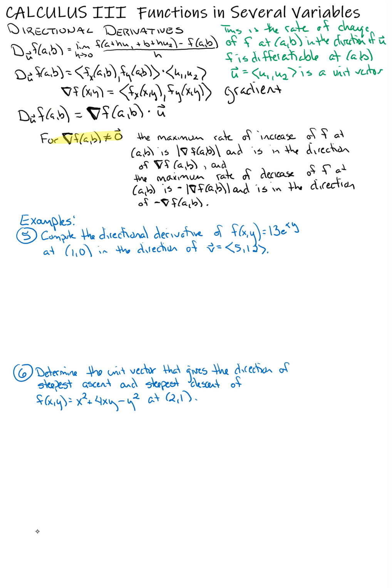Now, if that gradient is not equal to the zero vector, then the maximum rate of increase of our function at the point (a, b) is the magnitude of the gradient, and it is in the direction of that gradient vector. The maximum rate of decrease of our function f at the point (a, b) is the opposite of the magnitude of our gradient, and it is in the direction opposite of the gradient.